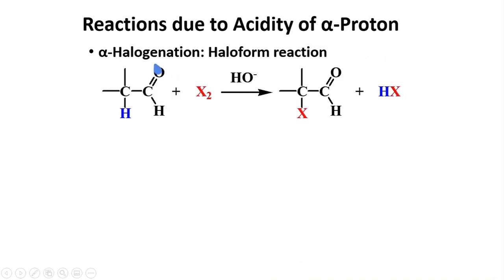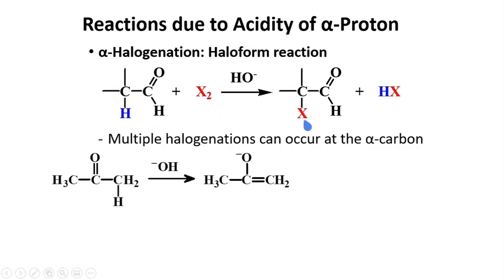The first reaction that makes use of the acidity of the alpha proton is alpha-halogenation, or the formation of haloforms. In the presence of a base, this proton can be removed, and once removed, it can be replaced by a halogen, such as in this case here. Multiple halogenations can occur as long as you have a hydrogen that can be replaced. For example, we have here acetone. Your base can remove this proton. You will form an enolate.